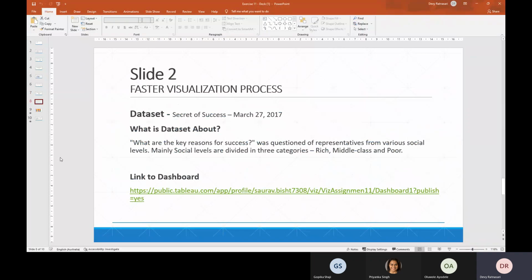So for the next slide, we'll be presented by Kopika. So for this task, we were asked to create a visualization in Tableau, and people from different social strata were asked to answer the question, what are the key reasons for success? So the results were recorded in an Excel sheet, and we used that Excel dataset to create a tree map in Tableau. So next slide, please.